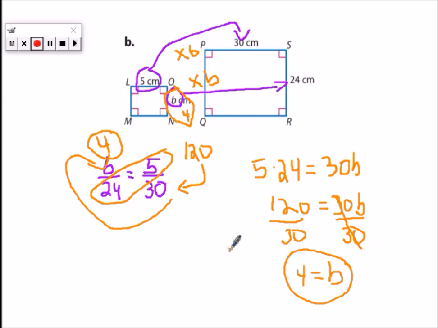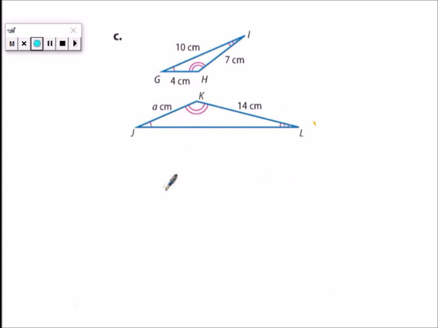Now again, for the next problem, I would like you to do it on your own. Okay. Pause it, do it, and then come back. Okay. So go ahead and pause me right now, do it, and come back.